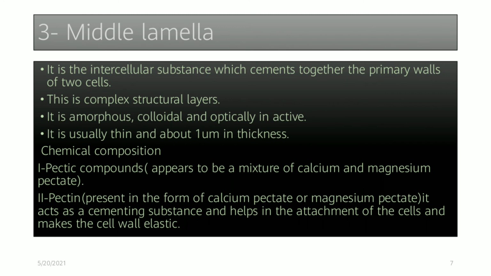Then here is the chemical composition of the middle lamella. It consists of pectic compounds, appears to be a mixture of calcium and magnesium pectate. And the second thing is pectin, that is present in the form of calcium pectate and magnesium pectate. It acts as a cementing substance and helps in the attachment of the cells and makes the cell wall elastic.